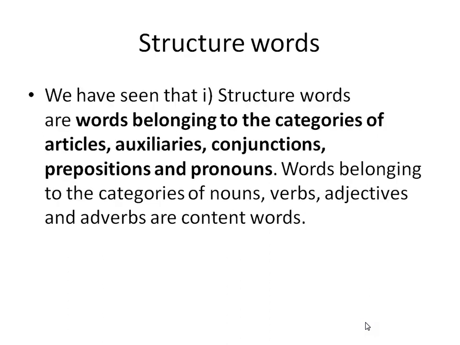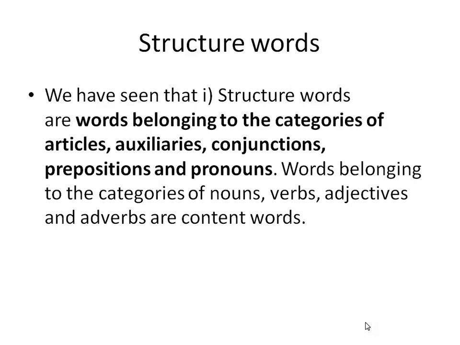And structure words? Structure words are words belonging to the categories of articles, auxiliaries, conjunctions, prepositions, pronouns, etc. That means the nouns, verbs, adjectives, adverbs. These are the structure words. So we have seen naturally in the basic structure, subject plus verb plus adjective, subject plus verb plus adverbial, okay, subject plus verb plus prepositional phrase. So these are called structure words. So in the first structural view, we have got the idea that every language is systematically structured with some elements.